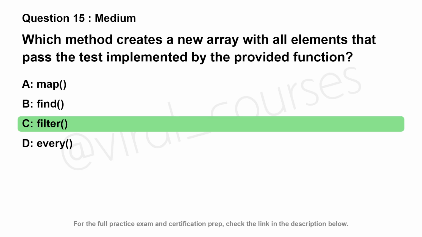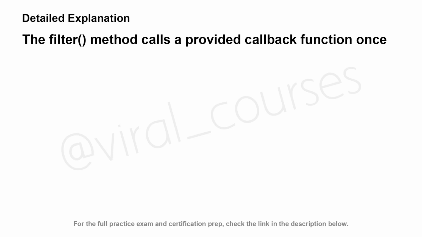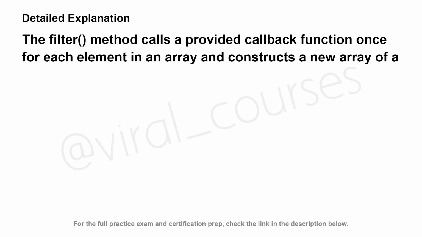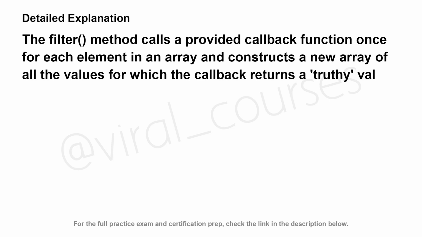The correct answer is C. The filter method calls a provided callback function once for each element in an array and constructs a new array of all the values for which the callback returns a truthy value.